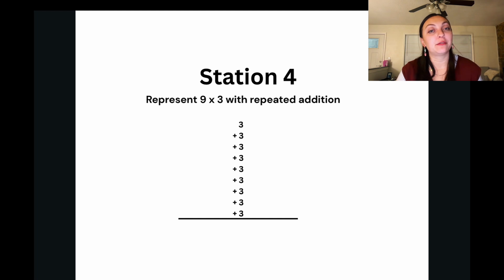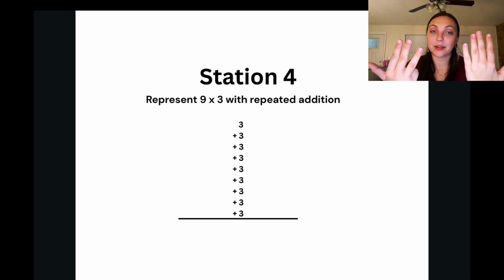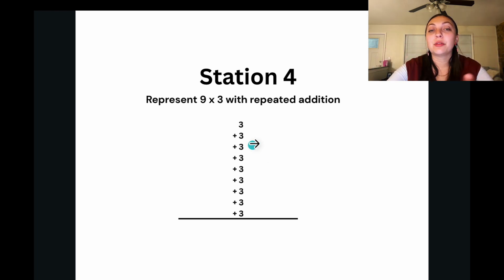This one is pretty straightforward. I have 9 groups of 3. That is me counting by 3 9 times. So 3 plus 3 plus 3 plus 3 plus 3 plus 3 plus 3 plus 3 plus 3. Could do 3 plus 3 is 6, and then combine all the double 3s to get 6, and then add 6 plus 6 plus 6 plus 3, which would get you 27. Or you could do 9 plus 9 plus 9, right? So there's so many different ways.